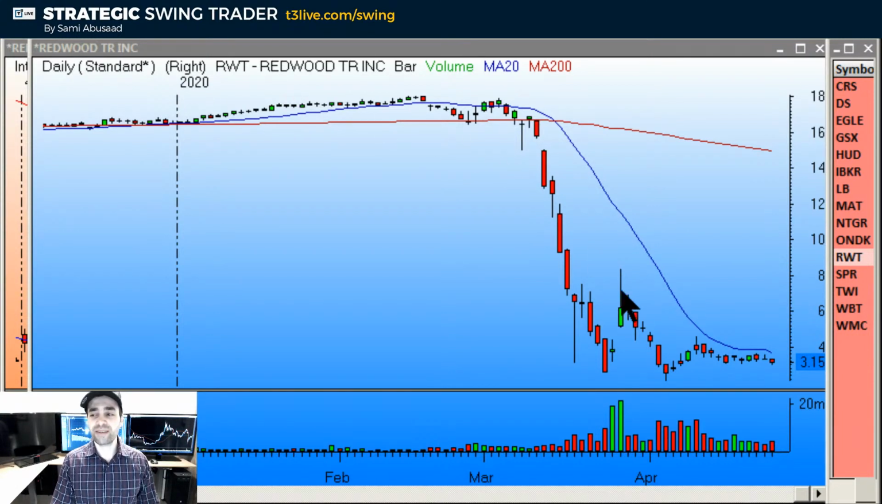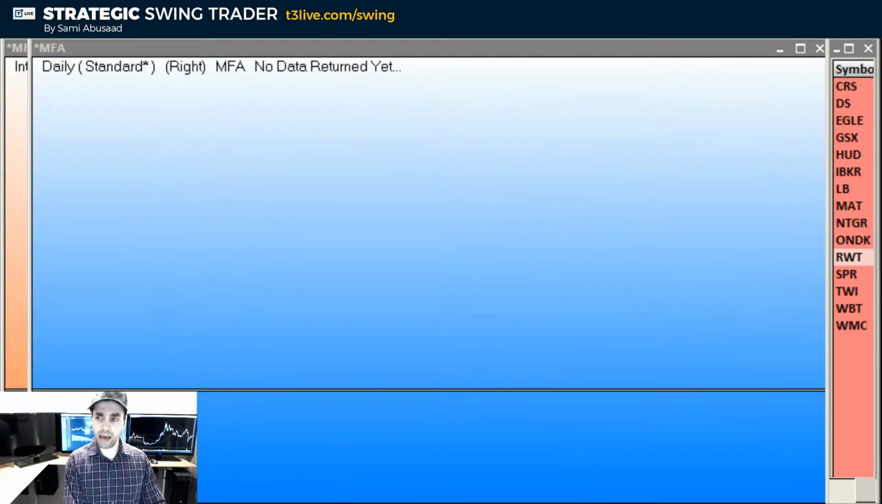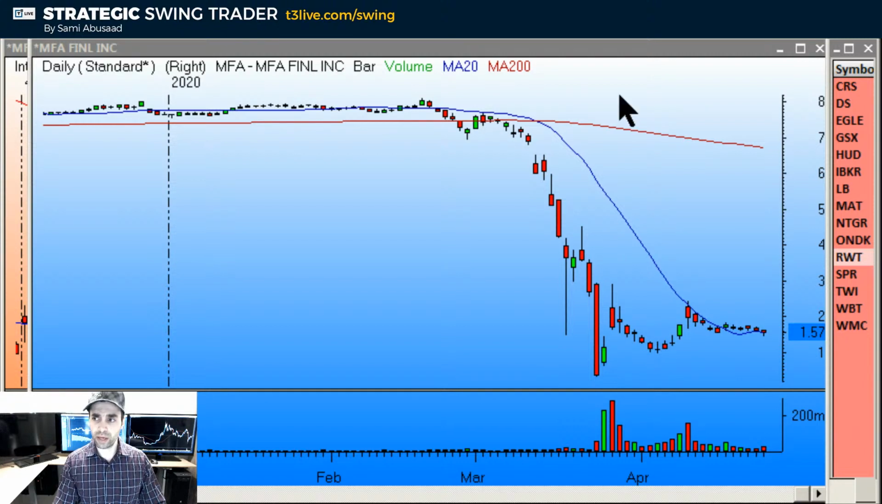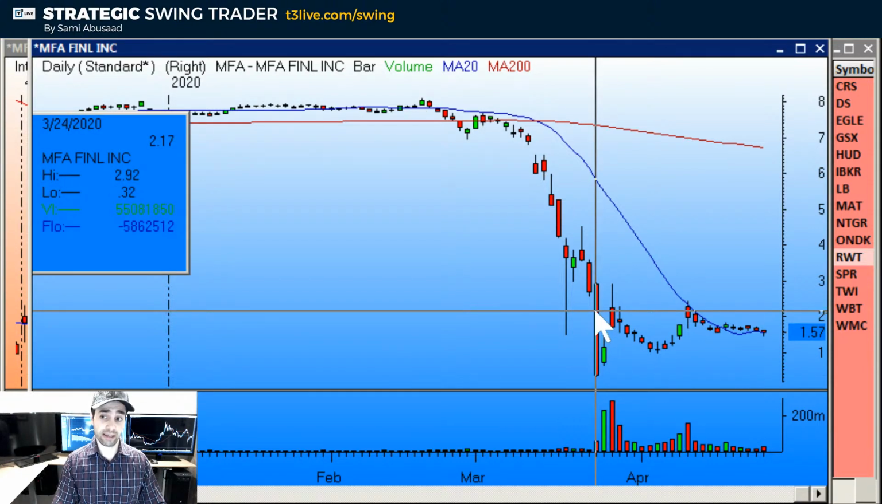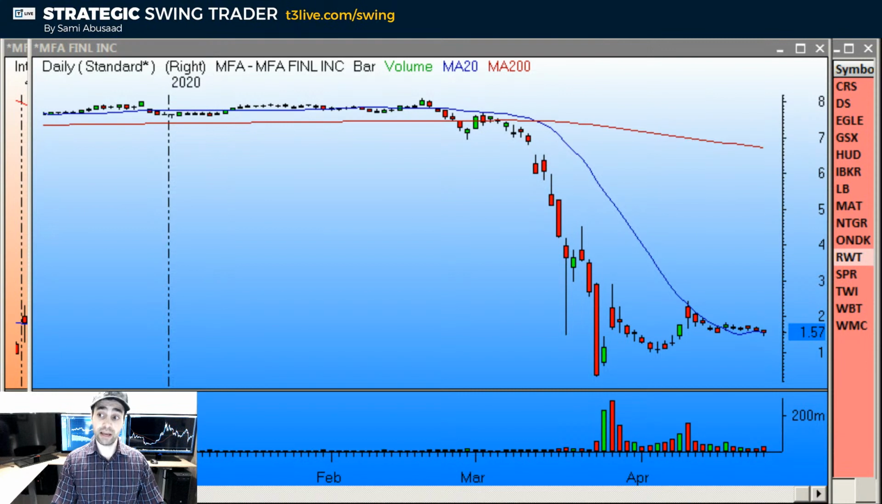Would you believe it? And so that's why they all collapse. I can give you like 30 names. RWT, MFA, look at this. From $8 it dropped to 32 cents, I think. Yeah, 32 cents. Now it's at 1.50, but it doesn't look good. So many of them.